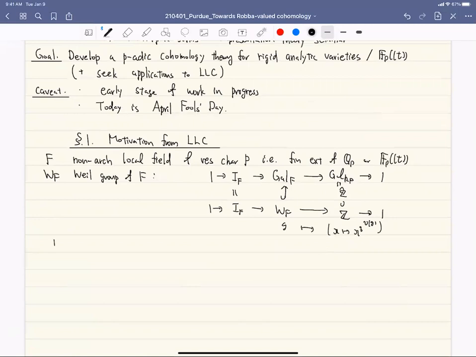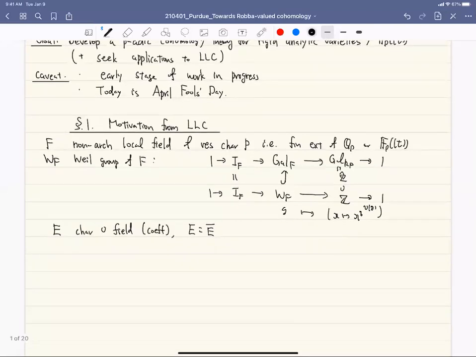When we talk about a representation, typically we don't mention much about the coefficient, but to clarify my motivation, let me introduce a characteristic zero field E for coefficients. For simplicity, let's assume it's algebraically closed. So typically it's either the complex numbers or Q_l bar for some prime l. Let's recall one key concept called Weil-Deligne representation.